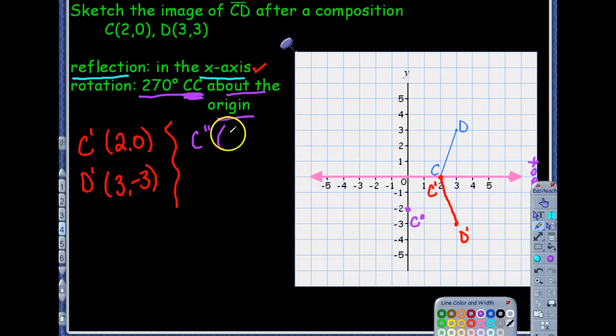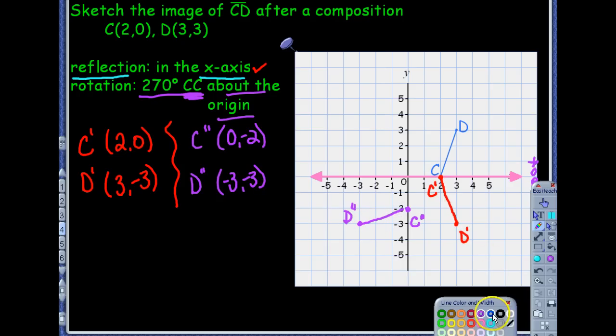And what about D double prime? And you could either go off of the pattern that you see, or we could go ahead and do that point D as well. D double prime is going to be what? Negative, or no, -3, -3. -3, -3. And again, we can draw in that line.